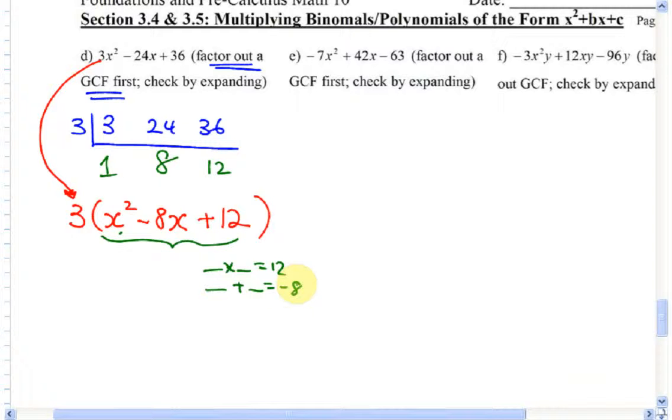Okay, let's think about this. Don't shout out the answer. Think about what the combination would be. What times what gives you 12? What plus what gives you -8?